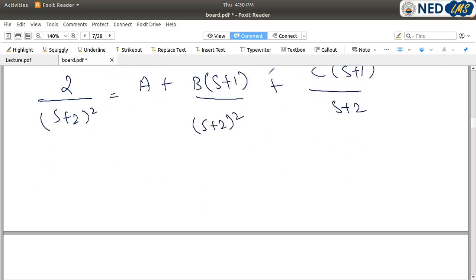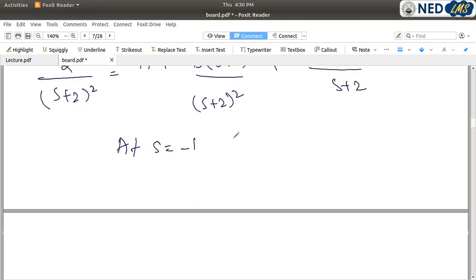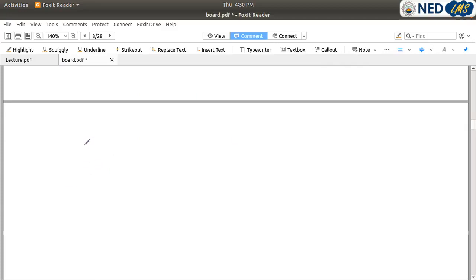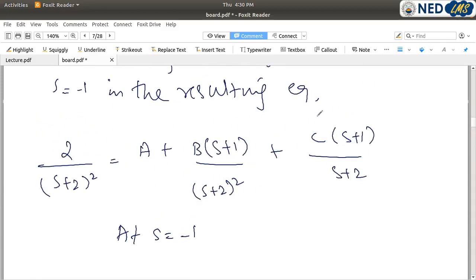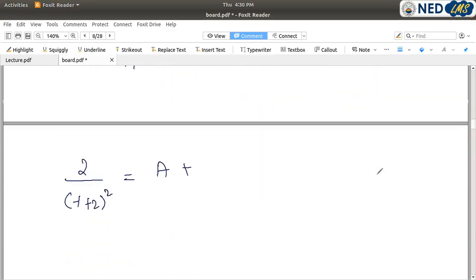Now put s equal to minus 1. At s equal to minus 1, this equation will become 2 over minus 1 plus 2 whole square is equal to A plus, this term will become 0, and this will also become 0. So A plus 0 plus 0, resulting in A equal to 2.